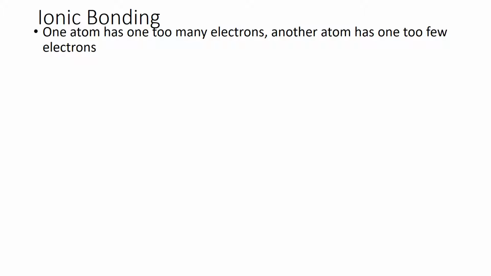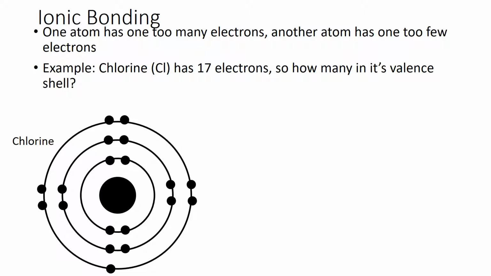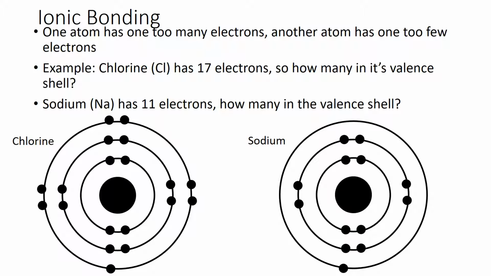Okay, so chlorine has 17 electrons, so how many are in its valence shell? 7. Great. So I made so many mistakes in this slide. This should be just 2 on the inside, not 4, and then 8 here, and so that puts 7 on the outside. Oh, thank you. That's got to count for something.